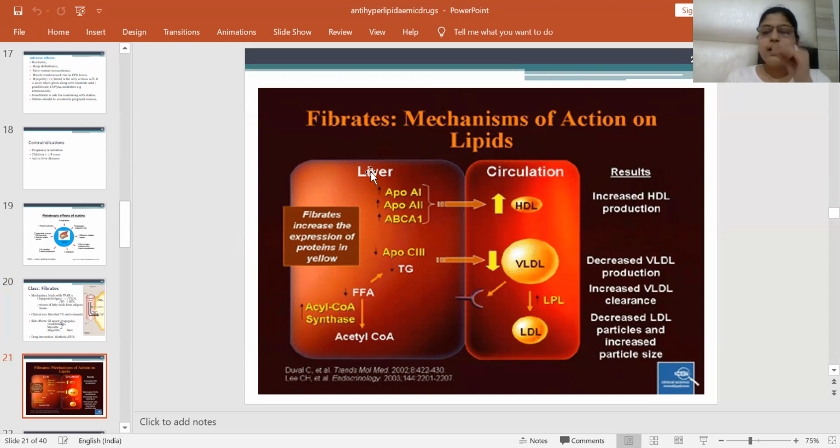Basically, they activate the lipoprotein lipase, so free fatty acids will be reduced, and LDL and VLDL will be reduced. VLDL and chylomicron remnants will be reduced. They will form the LDL, and this LDL will also get reduced.